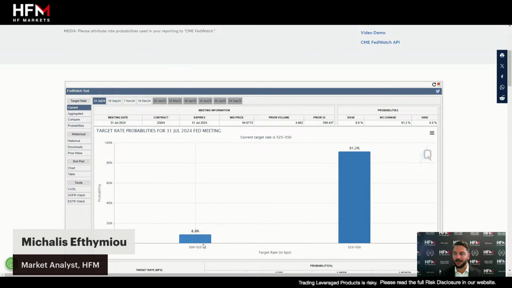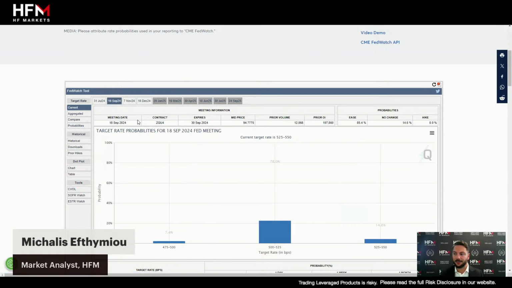So the chances of a cut have already increased, but of course it's not going to happen in July. But if we look at September, look at the possibility of a cut. The possibility of a cut, ladies and gentlemen, is almost 86%. So very high. If we look at the very beginning of today's session, the European session, that was actually at 77. Now we're looking at just over 85. So we've gone from 77 to 85%.